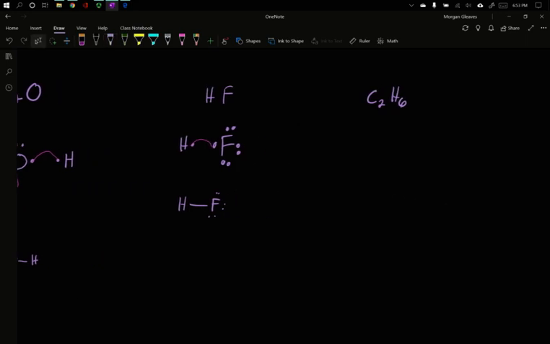C2H6. Now this one is a little bit more complicated. It goes back to that same problem we saw with water. What do we connect to what? Is this a carbon with a hydrogen in the middle and a carbon, and then other hydrogens? Is this a carbon and a carbon with hydrogens? Like, what is the order that we're going to try to start putting things together?